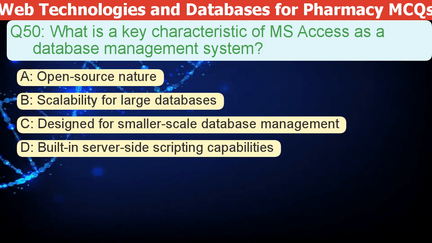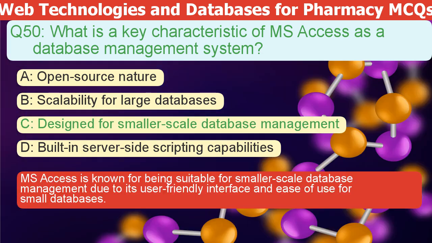What is a key characteristic of MS Access as a database management system? A. Open source nature. B. Scalability for large databases. C. Designed for smaller scale database management. D. Built-in server-side scripting capabilities. The correct answer is C.